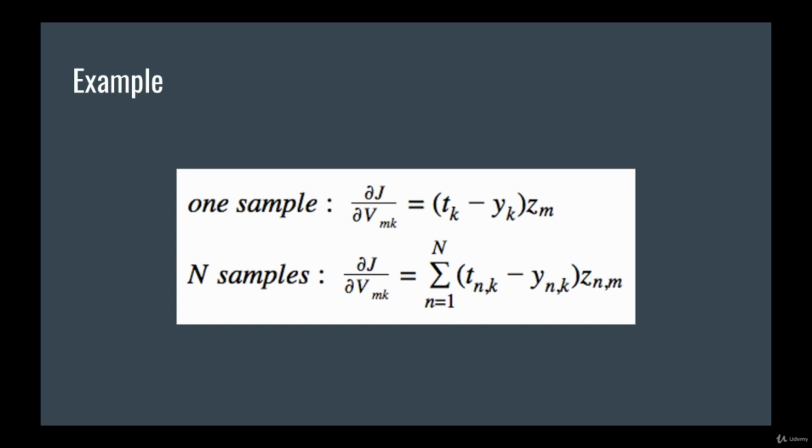As an example, let's take the derivative with respect to Vmk. If we have n samples, that means z will be indexed by n, and all we have to do is sum all the individual derivatives over n, and we get the expected answer.